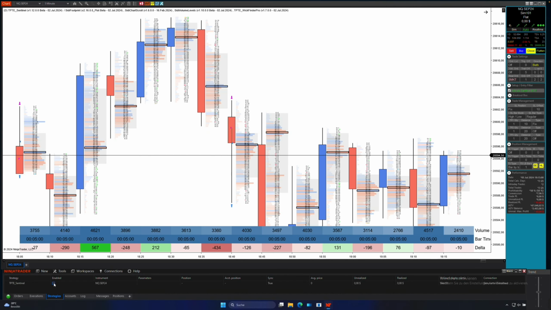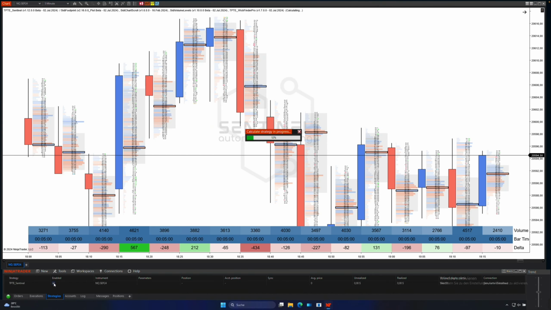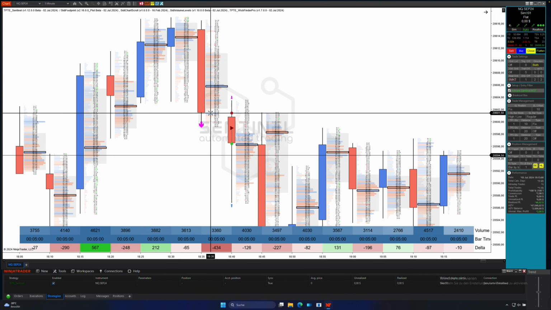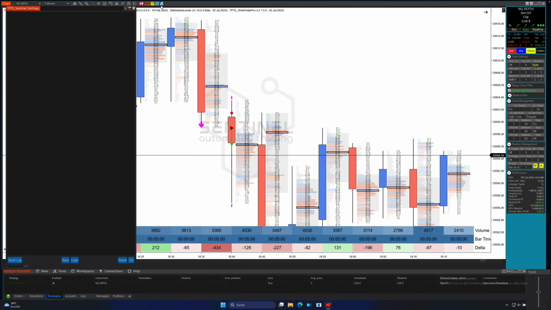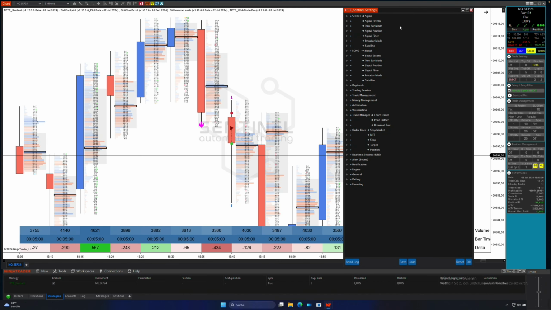And if I restart the whole thing here, we have now reconfigured something a little, then we get our signal here, and done. So much for the Two Bar mode. In the next video, we'll take a closer look at the signal position section.